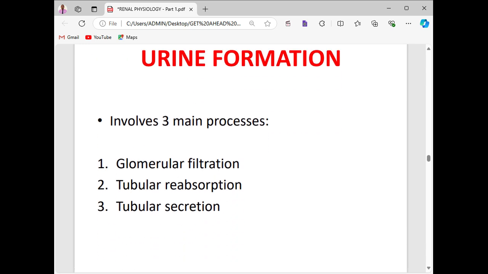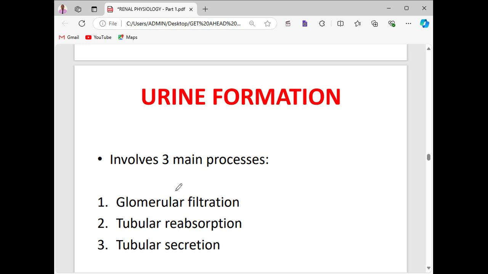So now let's talk about the formation of urine. Normal urine output is supposed to be 1 to 1.5 liters per day. That is the normal urine output, 1 to 1.5 liters per day. And this process of urine formation involves three main processes. Number one, glomerular filtration. Then it also involves tubular reabsorption and tubular secretion.